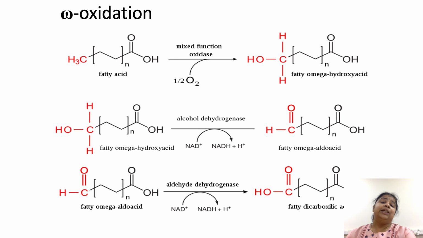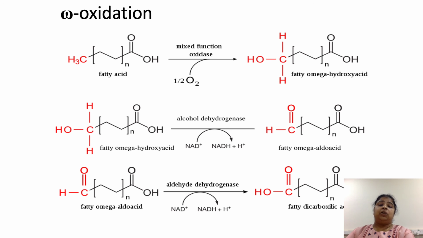dicarboxylic acids. So when there is a defect in beta oxidation, it goes in for omega oxidation, forms a dicarboxylic acid, but because the beta oxidation is defective, it cannot continue with beta oxidation from the other end also. So that is why there will be increase in dicarboxylic acids which get excreted in urine, called dicarboxylic aciduria.